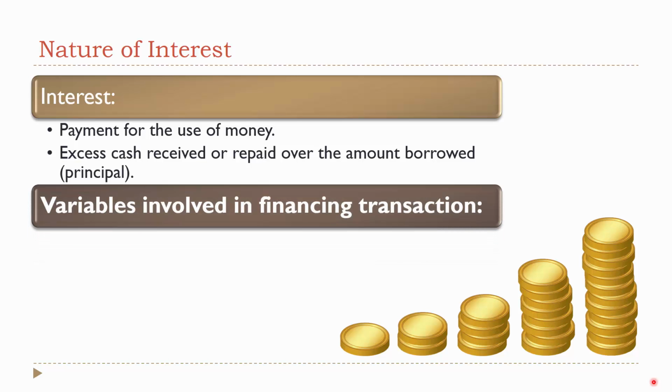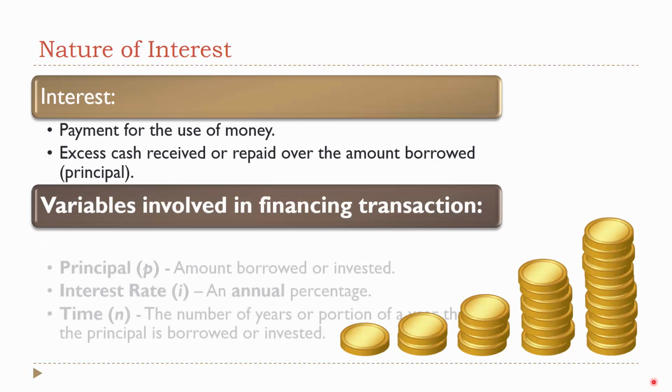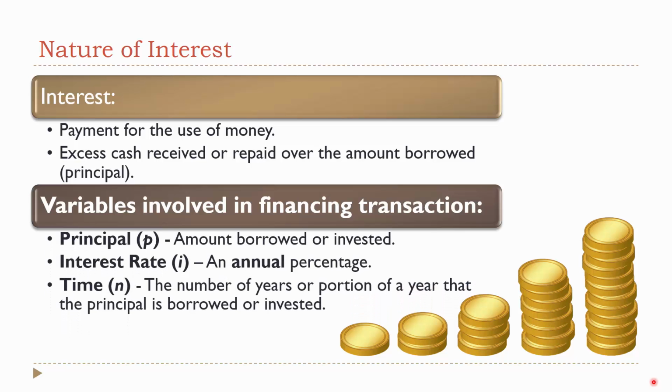And so when we're looking at transactions that involve interest, the variables we're concerned with are, what is the principal, which is that base amount that was borrowed or the amount that was invested? What is the interest rate? And our interest rates are always annual interest rates. No matter what the scenario is, the interest rate that is provided is an annual rate. And then we're concerned with the time, the number of years that the money is invested or borrowed, or maybe the number of quarters or the number of months, depending on what we're looking at.